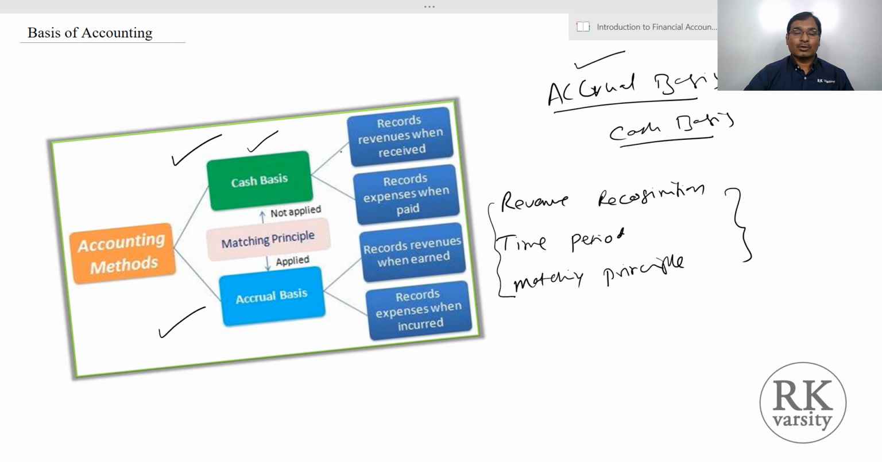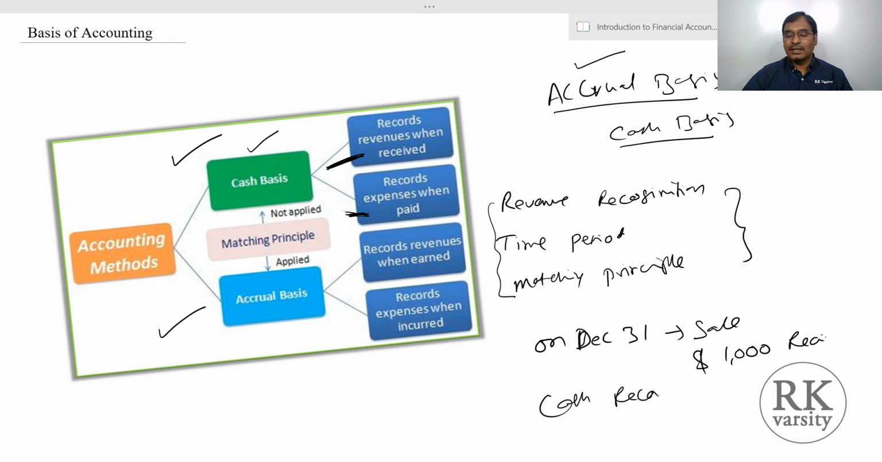When you're talking about the two items, that is the revenue and expenditure, in cash basis, revenues are recorded when they are received. When cash is received, we record. And similarly, expenses are recorded when they are paid. Suppose on December 31st, you made a sale and received cash of $1,000. So as you received cash, in the cash basis of accounting, we record this transaction.